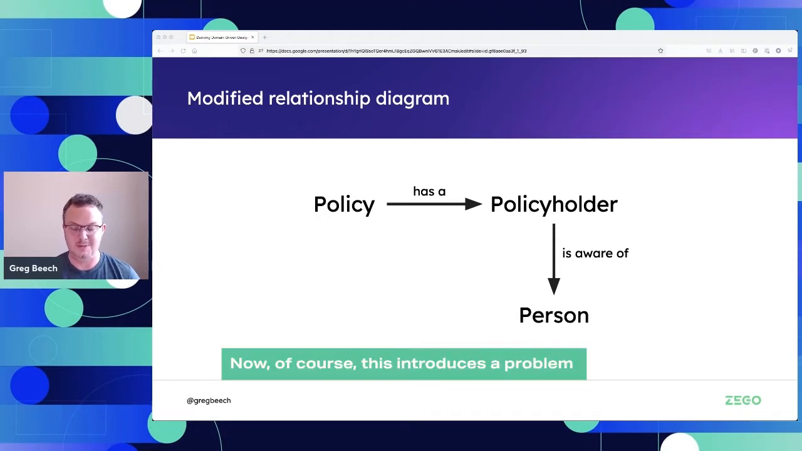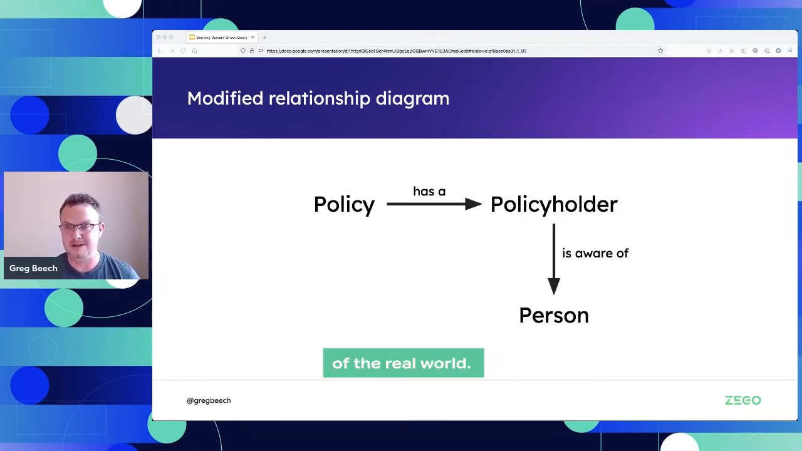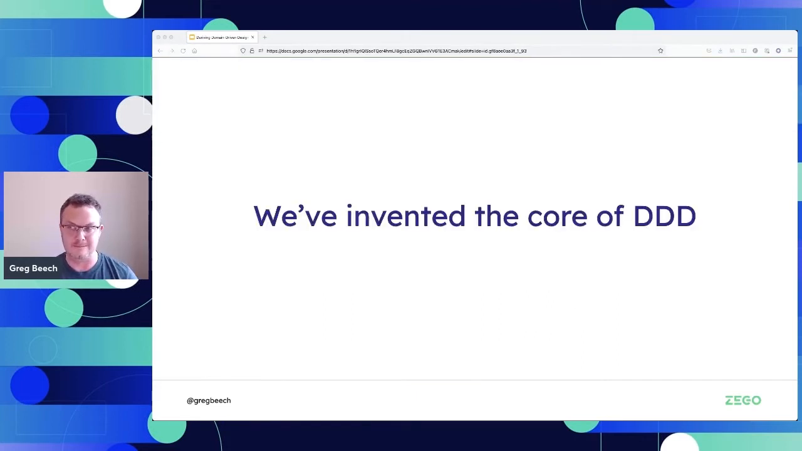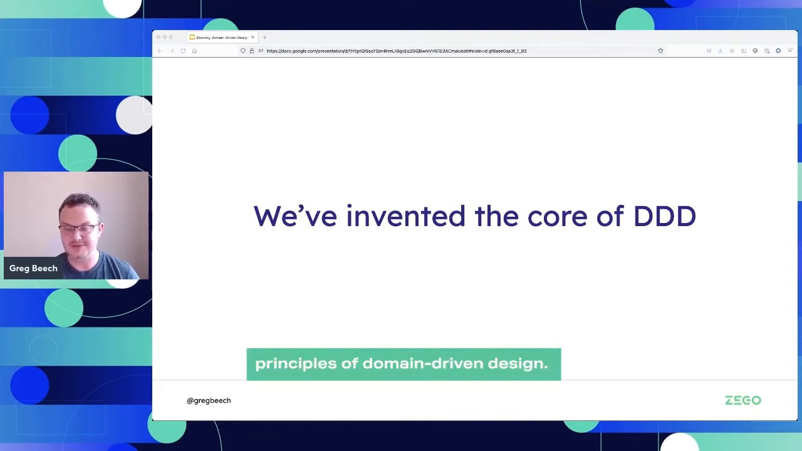Now, of course, this introduces a problem that when a person changes their name, it doesn't update the policyholder's name. And that is a problem because now we've broken part of the requirements of the real world. So we'll come back and fix that. But before we do, there we go. That's an interesting thing: we've invented a lot of the core principles of domain-driven design.